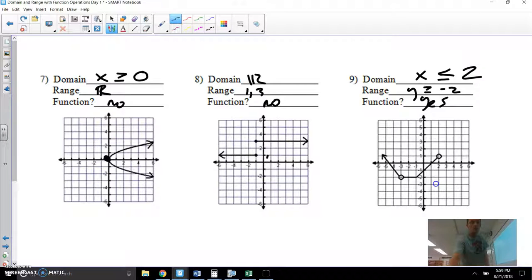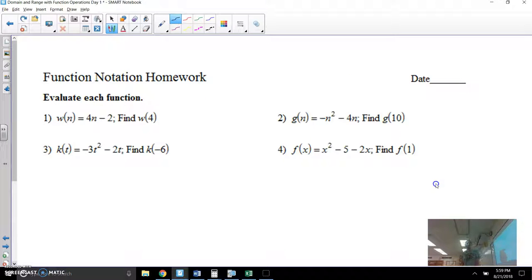Okay? We talked about function notation, being able to plug in certain values. So this is called W of n. So you're saying 4 times 4 minus 2. So replacing that n value with 4, that gives you 16 minus 2, 14. Let's try one like this.